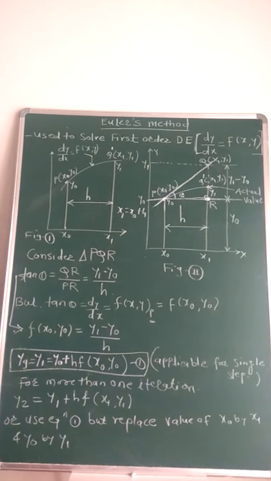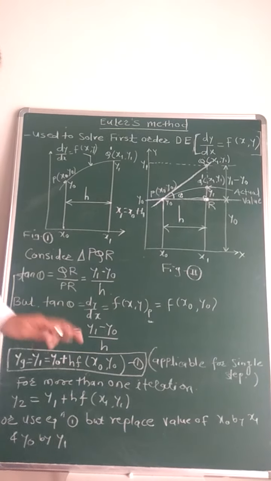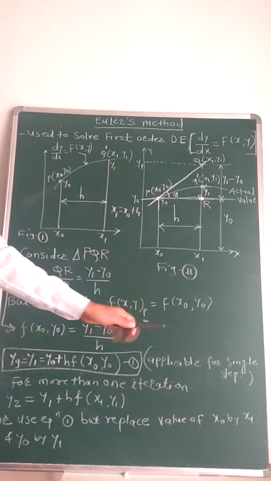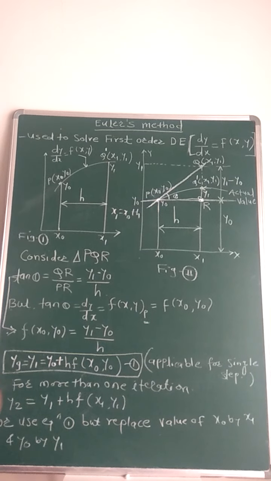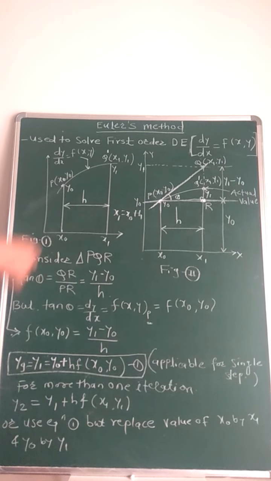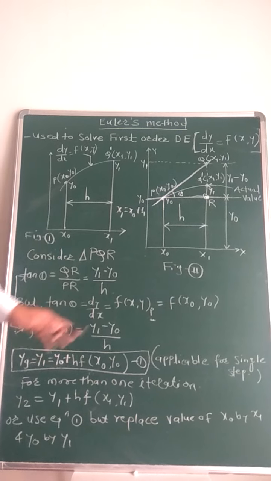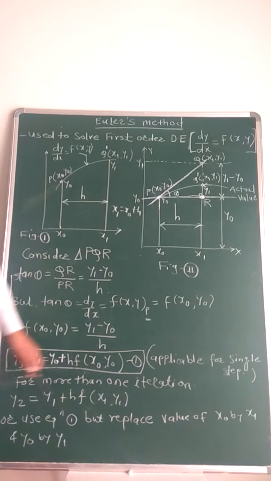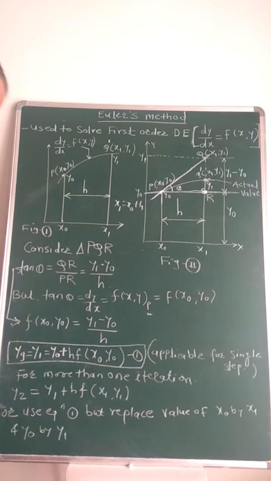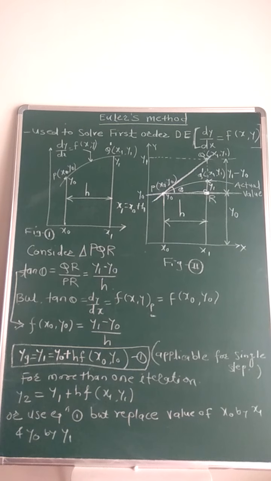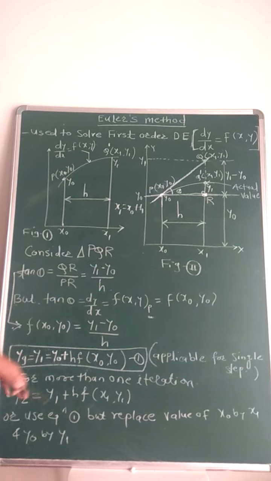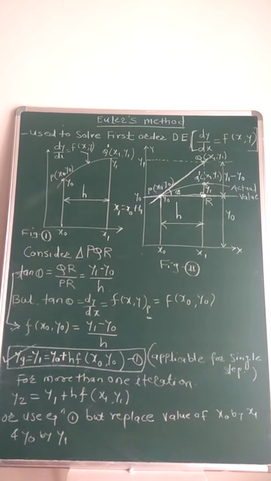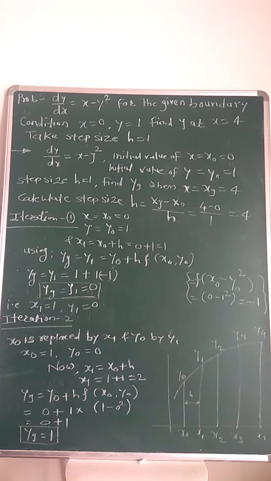Or we can use equation number 1 for the next iteration, but you have to replace the value of x0 by x1 and y0 by y1 for the next iteration. Then for the next iteration, x0 by x2, y0 by y2. Then for the next iteration, x0 by x3, y0 by y3. Likewise, you have to just replace the values of x0 and y0. You can use the same formula for the number of iterations.